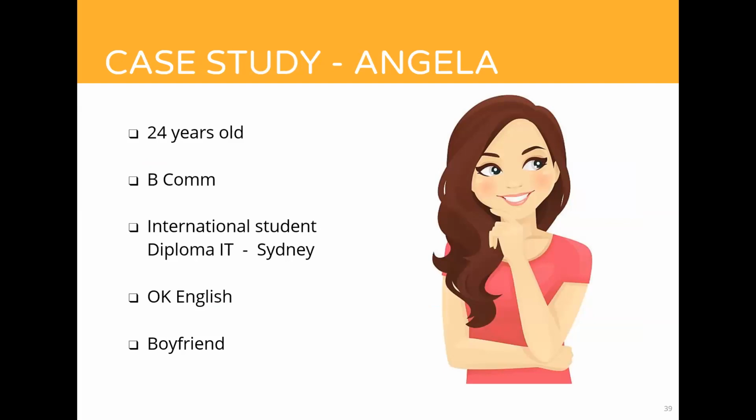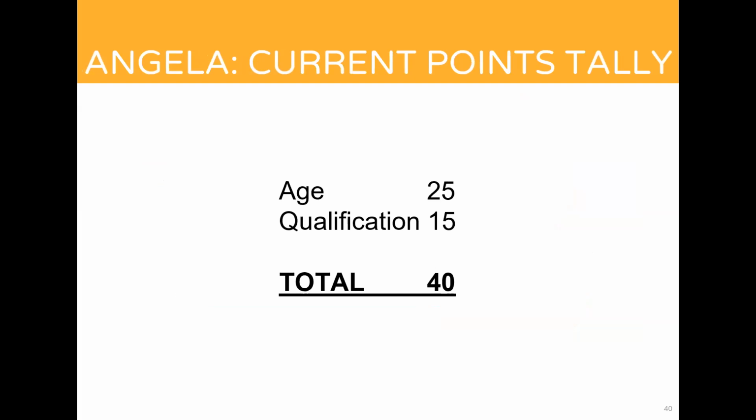Her English is okay, she can get by, and she's going out with one of the other students in her college. So her points at the moment for age, she's not yet in the sweet spot, so 25 points, and she has a bachelor degree, so 15 points. So she has a total of 40. Now you can imagine that Angela would be quite demoralised at that score and may think she has no prospects.